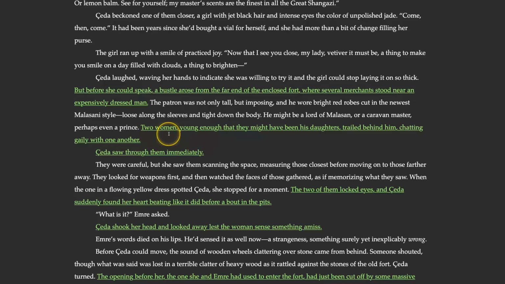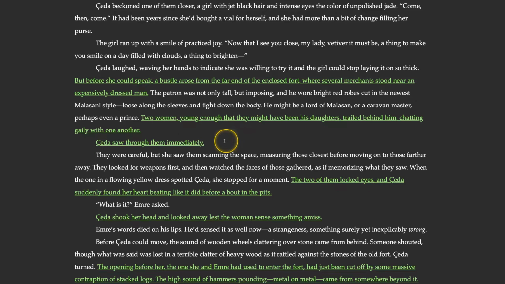And then two women, young enough that they might have been his daughters, trailed behind him, chatting gaily with one another. Cheta saw through them immediately. And so one of the things I want to call out here is Cheta notices them and then she sizes them up immediately. And this does two things. It describes these two women trailing behind the expensively dressed man, but it also starts to characterize Cheta as capable, wary, streetwise, that sort of thing. And it's done with this very short sentence: Cheta saw through them immediately. We don't even know what she saw exactly, which is why in the very next paragraph, I describe it.